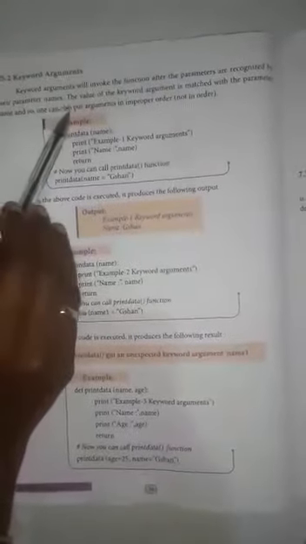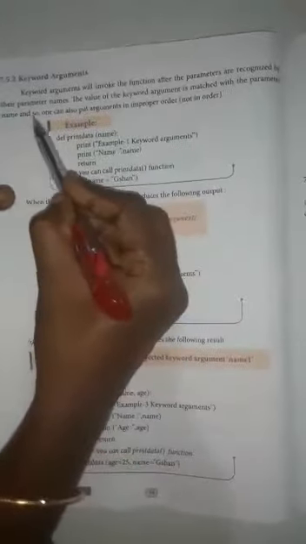Next one, keyword argument. The keyword argument will invoke the function after the parameters are recognized by their parameter names. The value of the keyword argument is matched exactly with the parameter name. So this is the keyword argument.